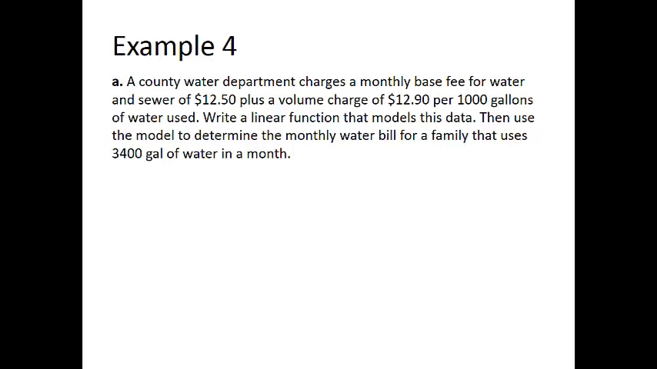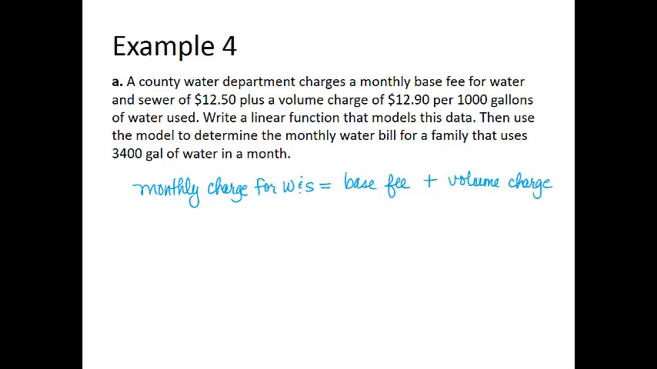So what we know is that our monthly charge for water and sewer is this base fee plus a volume charge. Now this base fee of $12.50 is kind of our initial value, right? It doesn't matter if you've used any water or not, you're still going to have to pay this base fee. And then the volume charge is the variable, right? It's $12.90 per 1,000 gallons of water used.